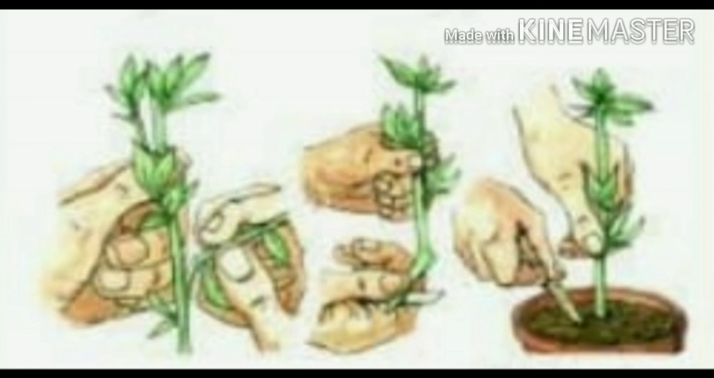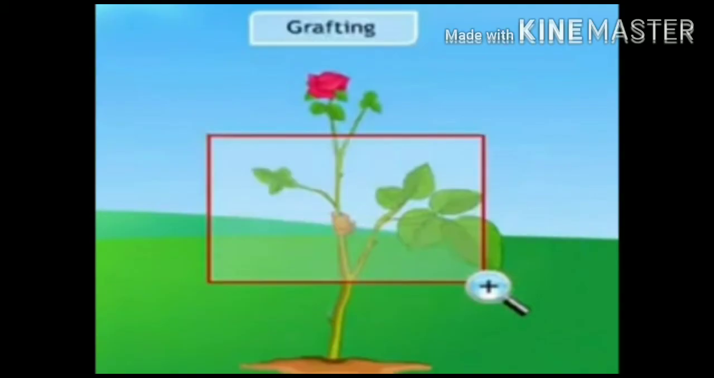Cutting is a very simple method of propagation in which a piece of the parent plant stem with nodes and internodes is placed in moist soil. This grows into a new plant. In grafting, the cutting of a plant is attached to the stem of a rooted plant. The attached cutting becomes a part of the rooted plant and draws nutrition from it and grows further.